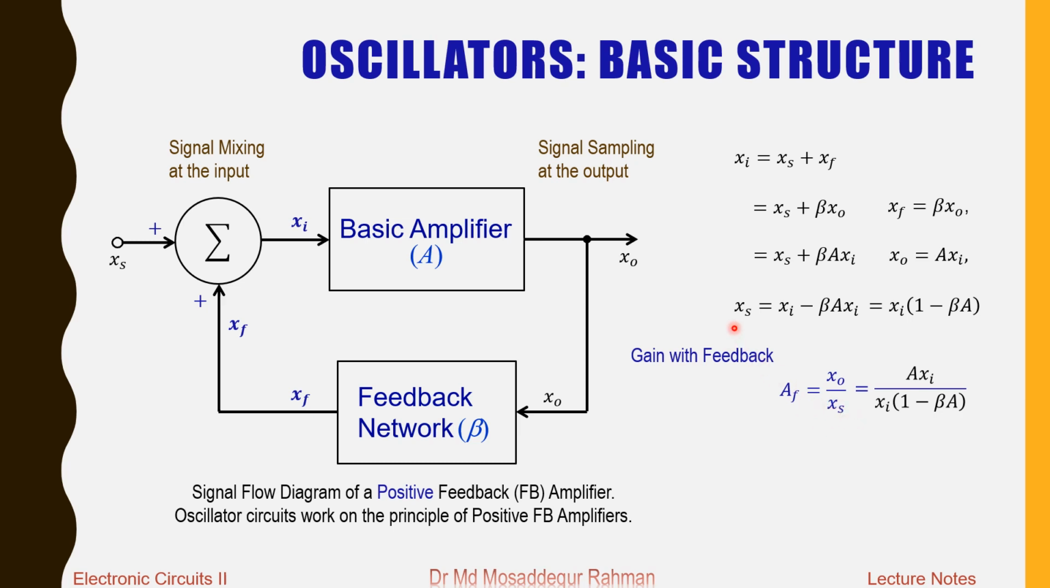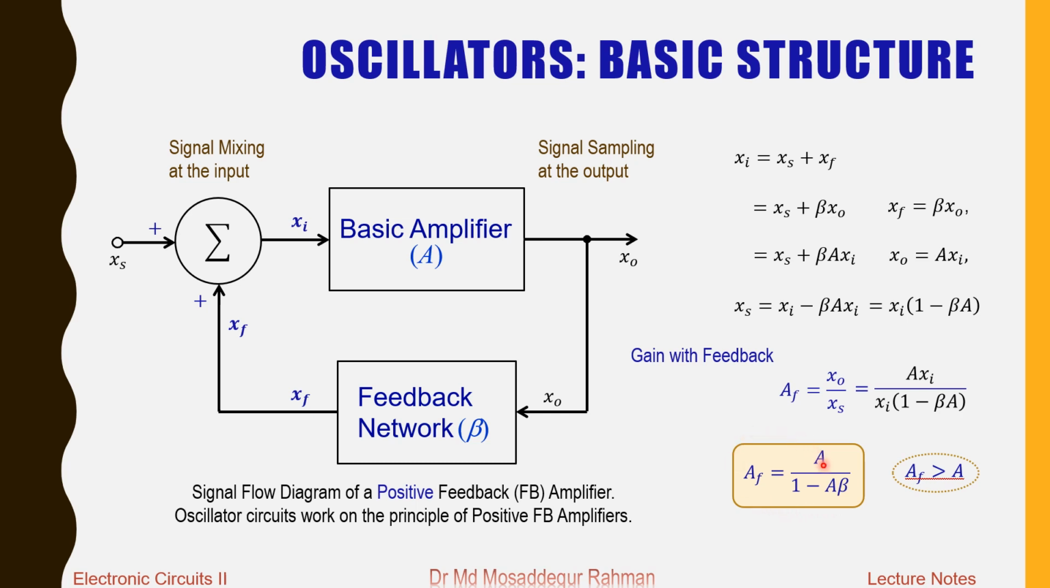We have derived this expression for Xs in terms of Xi. So replacing that here, we get this. Now see that Xi and Xi will cancel out, and then the gain with feedback takes this form, A divided by 1 minus A beta. So that looks very similar to what we have got for the negative feedback amplifier.